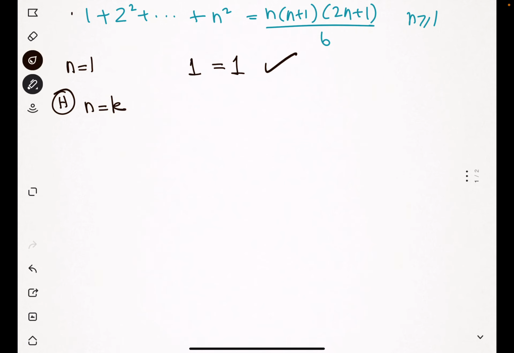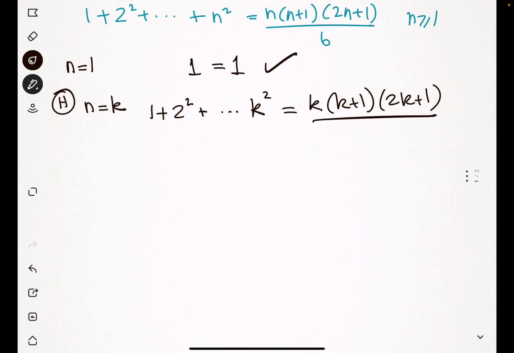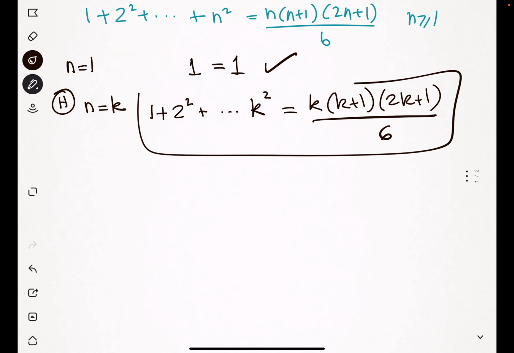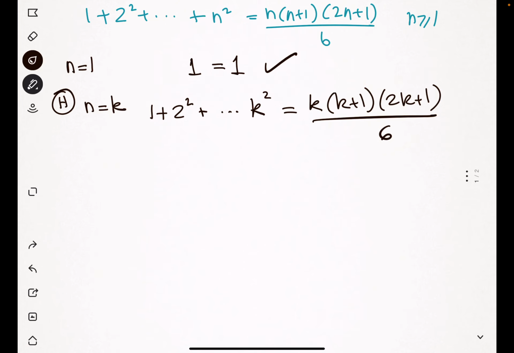Well, you are going to assume that this formula is true when n is equal to k. And as you said, it should be substituted everywhere. Where there is an n, there should be a k. So the formula that you are assuming is true is this, all the way until k squared, and now k plus 1, 2k plus 1 over 6. So that is going to be our assumption, that this equality is true. We assume that this is true.